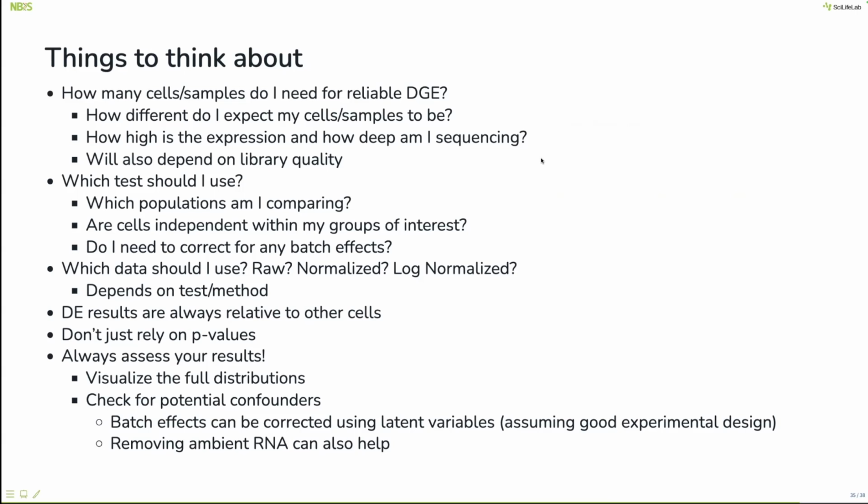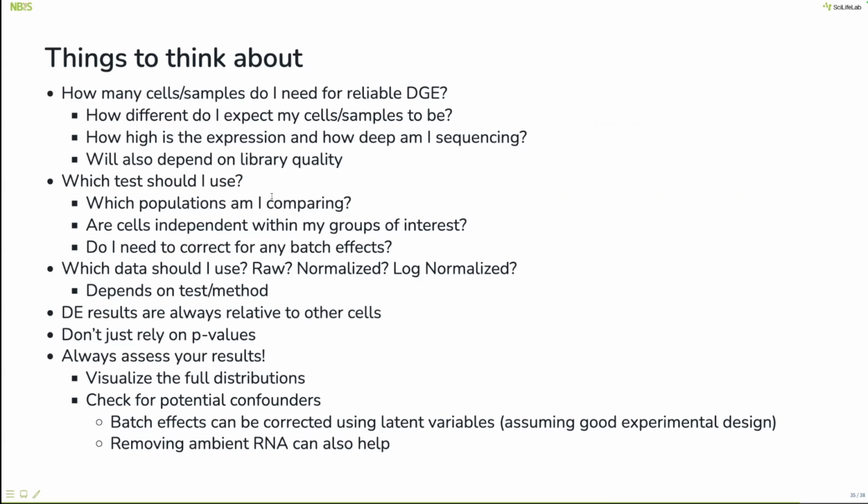And this will also depend on how deeply you're sequencing. If you're not sequencing deep enough, then if you find a few reads in one sample and none in the other, it's hard to say whether that is actually relevant, or if it's just the random sampling. And then it will also depend on your library quality, especially because you need to filter out cells, but also just how well you can trust the results and how variable they are, and how well you can trust your normalization.